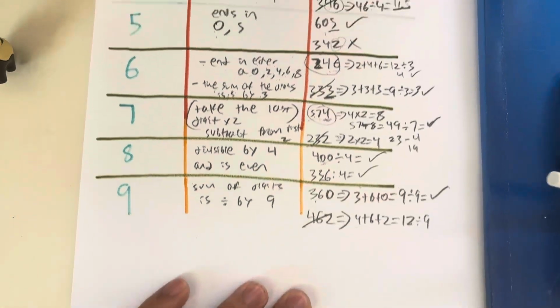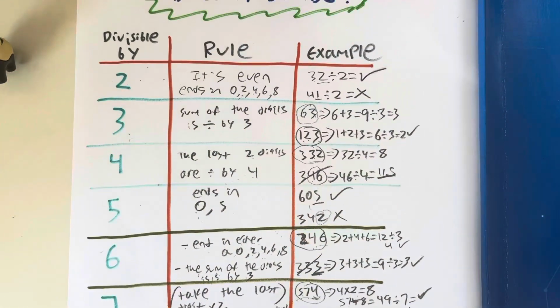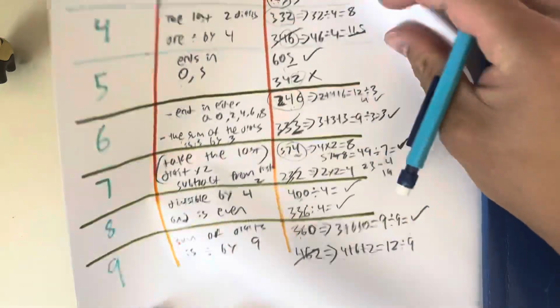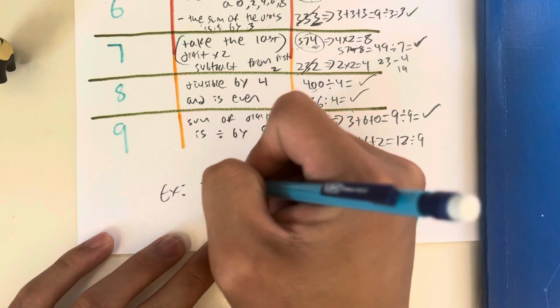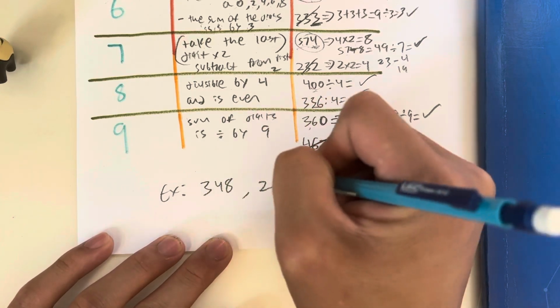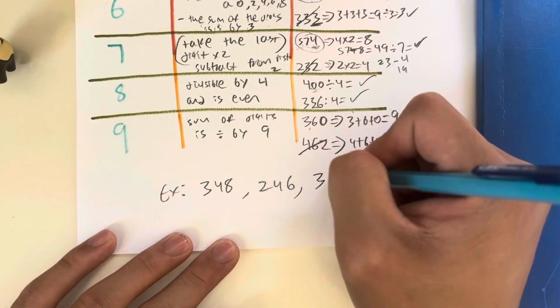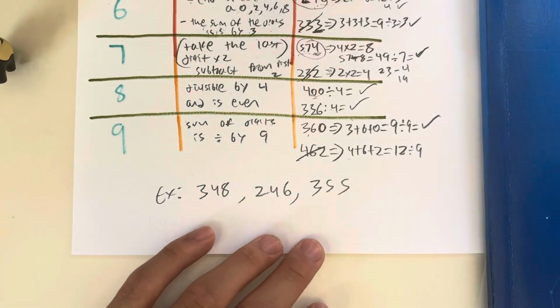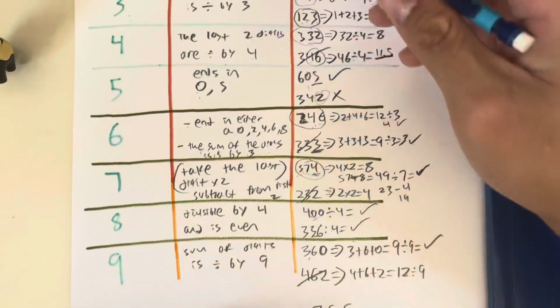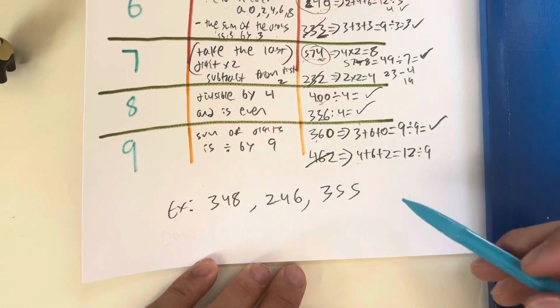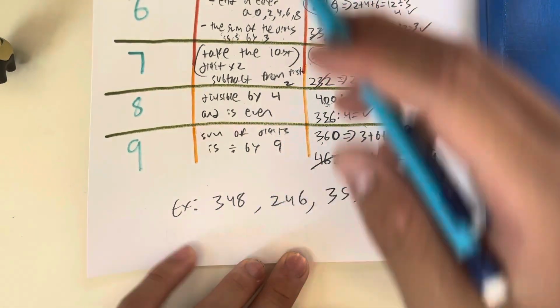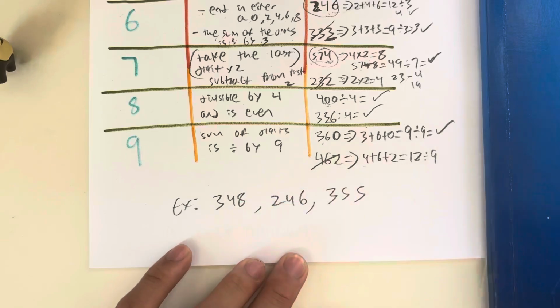You see how all these rules work? If you need to, just review them one more time and give these a try yourself. So let's just say we have the numbers 348, 246, and 355. What numbers can evenly go into this? So try out all these rules on these 3 numbers and comment in the comments below what rules or what numbers work for all 3 of these numbers.